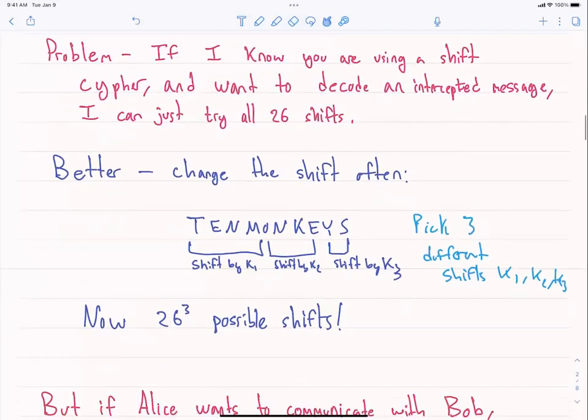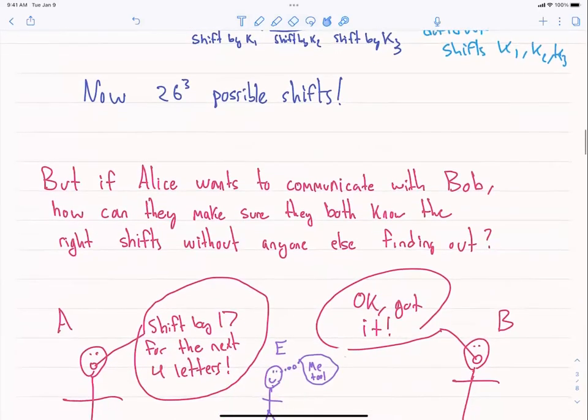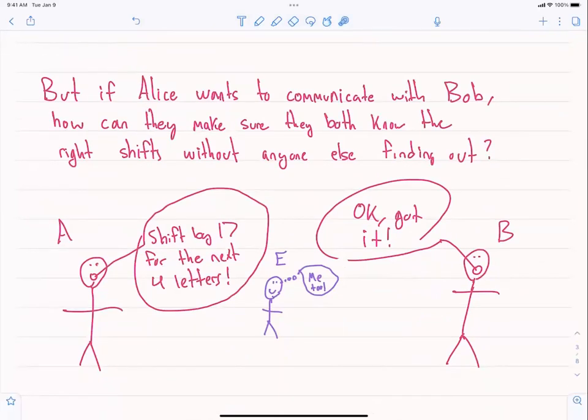Okay, so let's set this up in the general framework. Instead of me and my buddy, when we're talking about cryptography, usually we talk about Alice and Bob. So Alice and Bob want to communicate. They want to use this mechanism where they do the shift cipher and just change the shift very often. Alice and Bob live far away, or maybe on opposite sides of the hallway, and they don't find time to be in the same room very often. But they want to somehow find the right shifts without anyone else finding out.